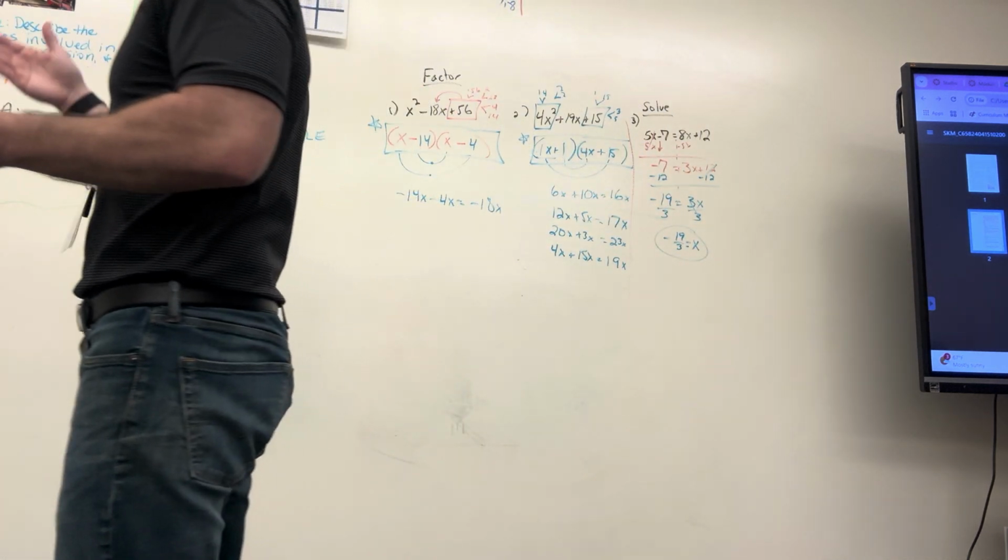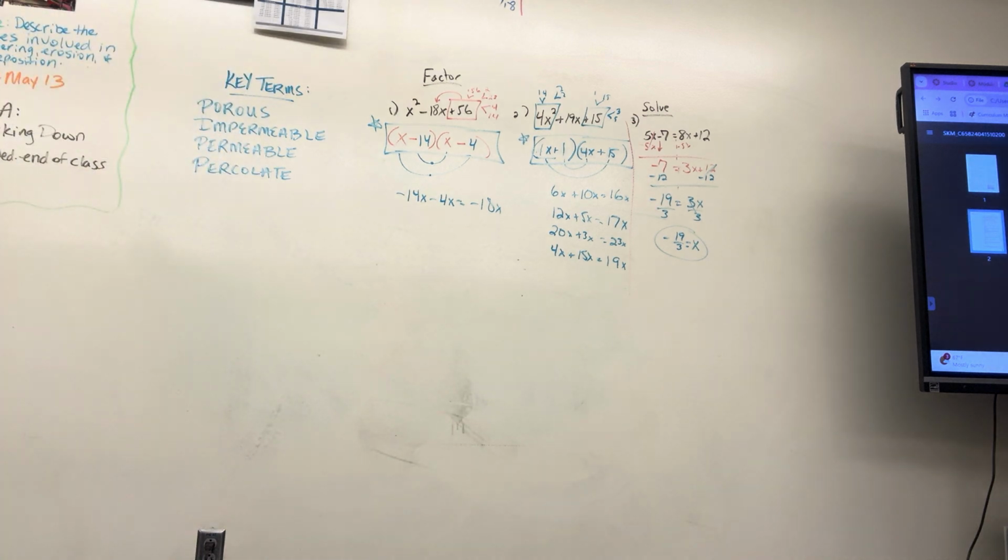Number 2, it's already factored. So I'm going to have a plus 1 equals 0. And a plus 2 equals 0. A will equal negative 1. A will equal negative 2. Does anybody need to see those 2 up on the board? I'll be glad to show you.